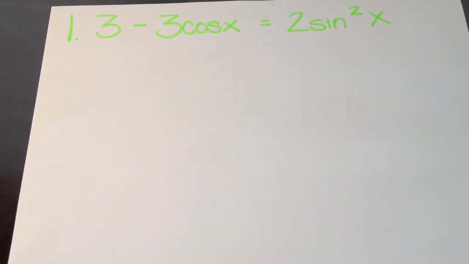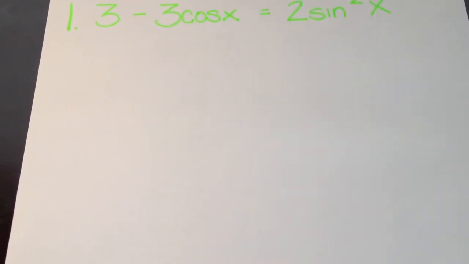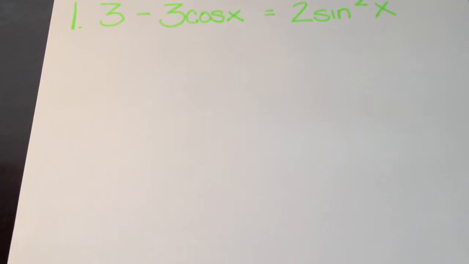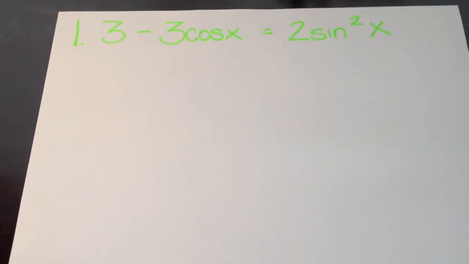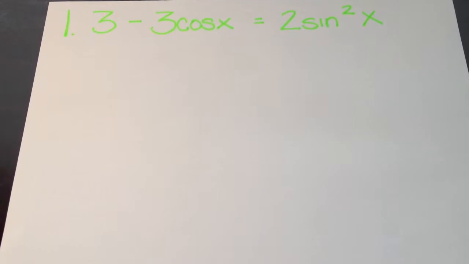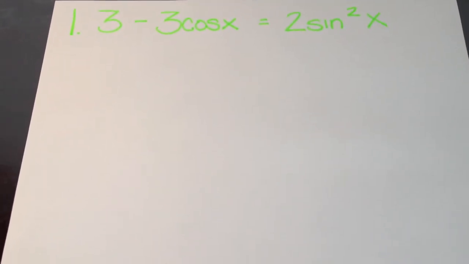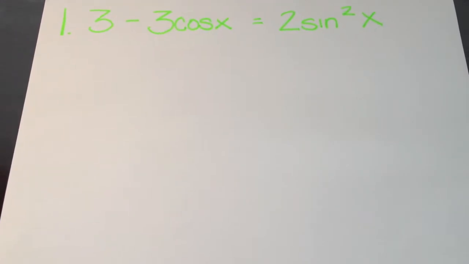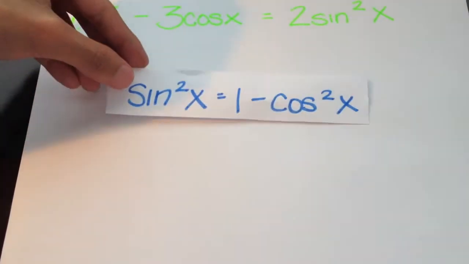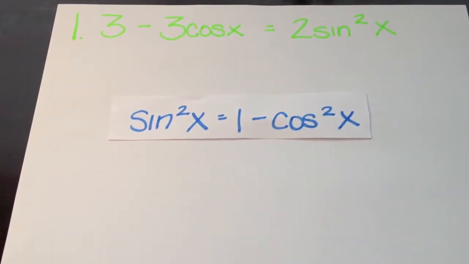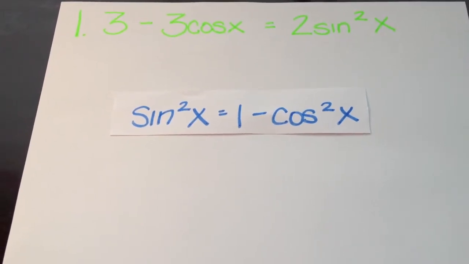Welcome. Today we're going to be solving trigonometric functions using trigonometric identities. Our first trigonometric function is 3 minus 3 cos of x equals 2 sine squared of x. The trigonometric identity we're going to be using is sine squared of x equals 1 minus cos squared of x.